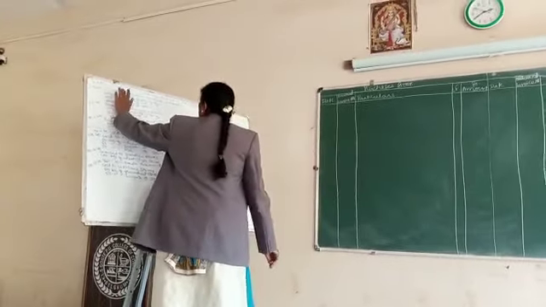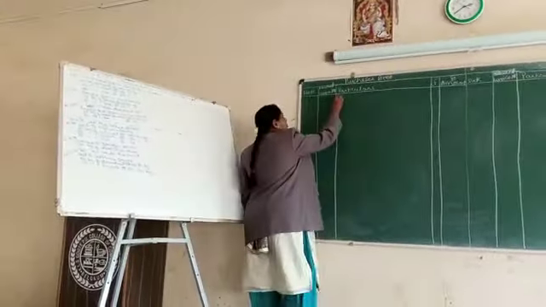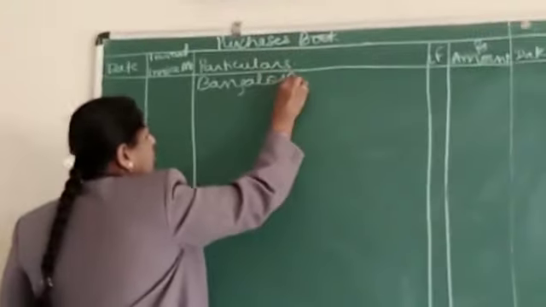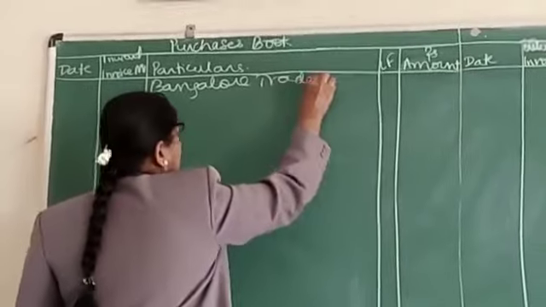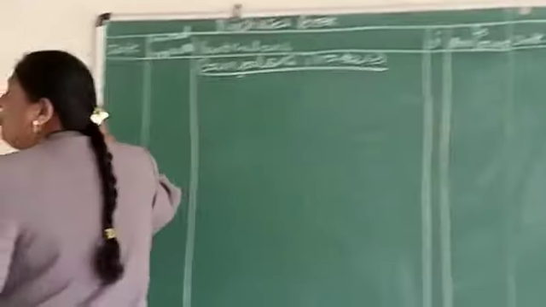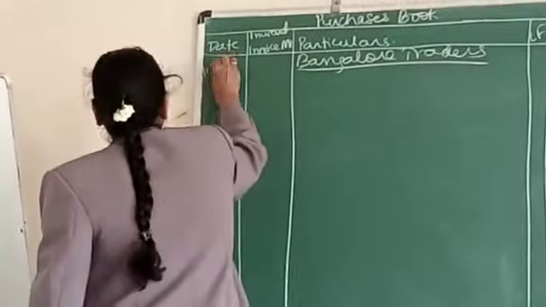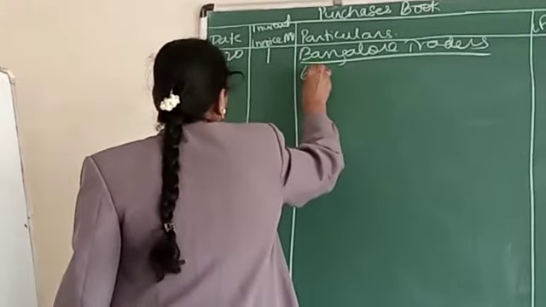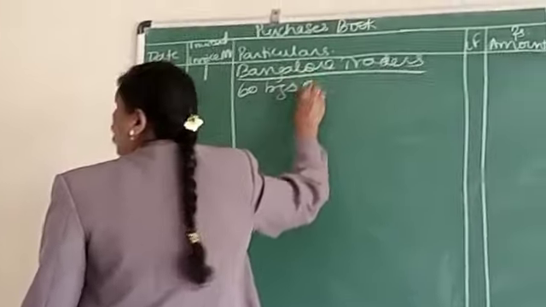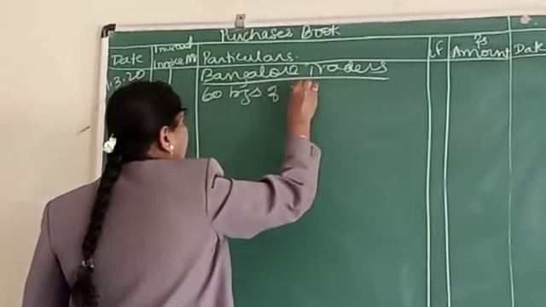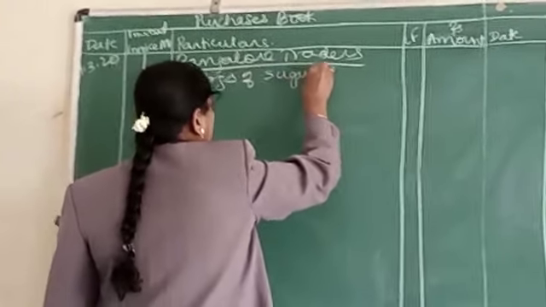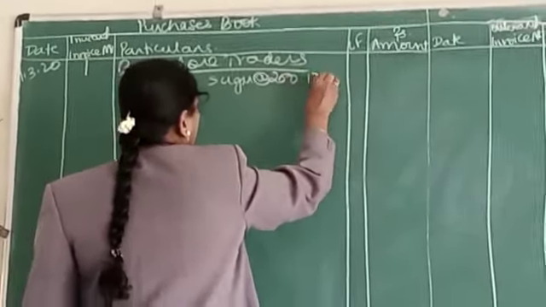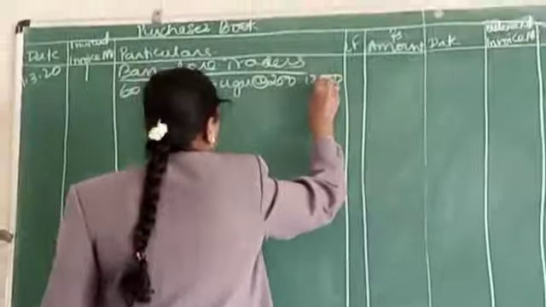Come to the first. Purchase from Bangalore Credits. Right? Bangalore Credits. And write the date 13th. Write the invoice number 1. 60 bags of sugar at the rate of 2200 each. Multiply. 120,000.